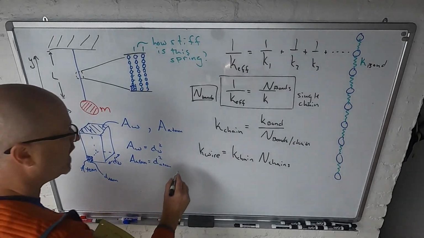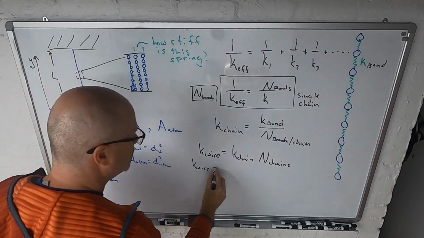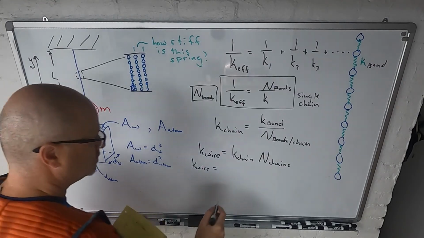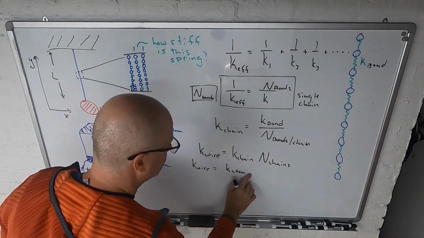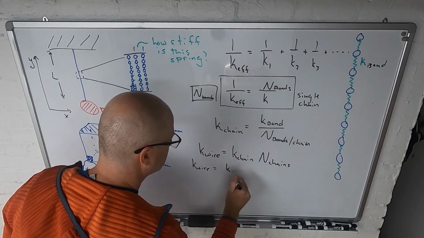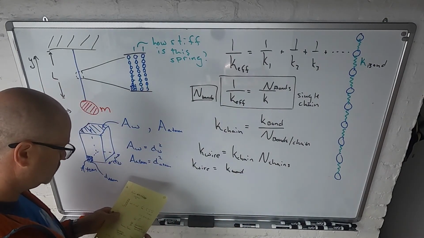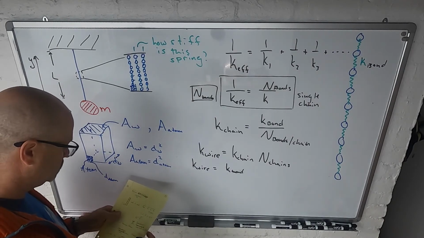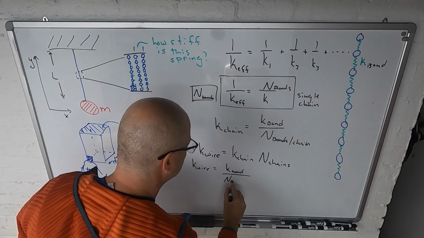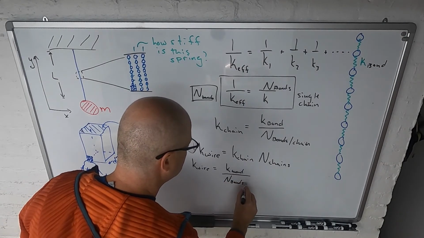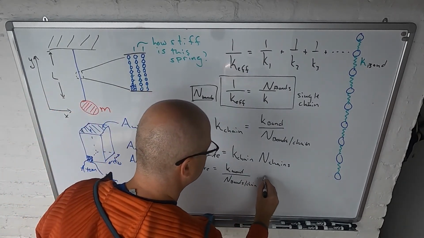Okay, so K of the wire, that's this entire thing, has to be the K of an atom, and I'll call that K of a bond, like I did up here, divided by the number of bonds per chain, times the number of chains.